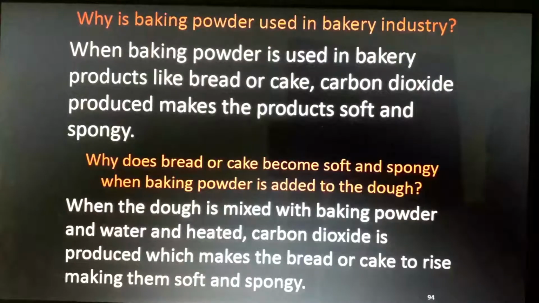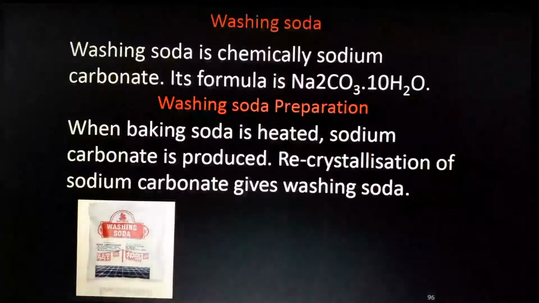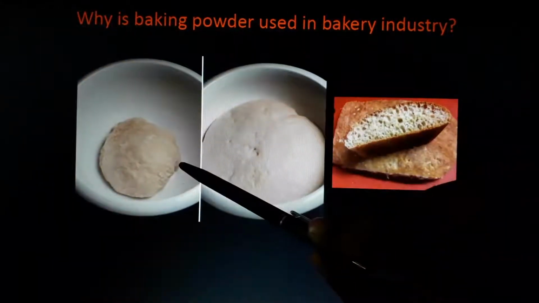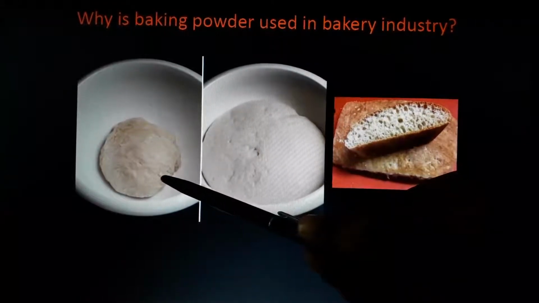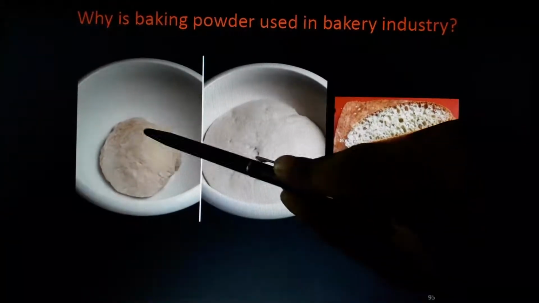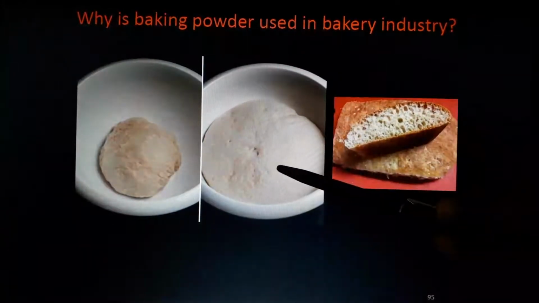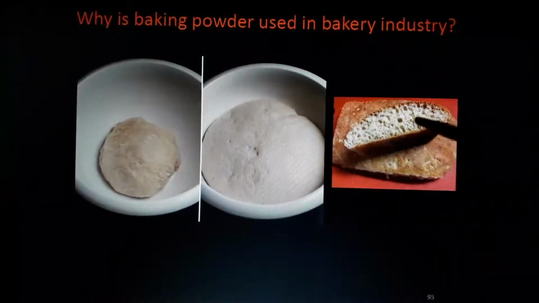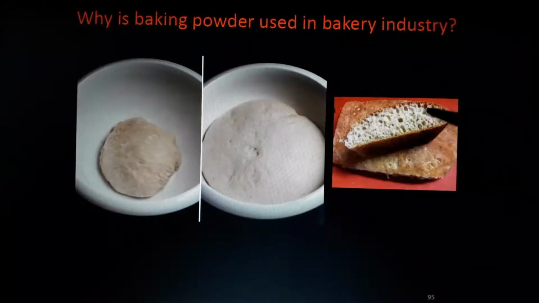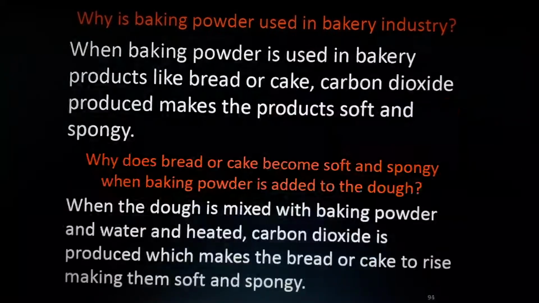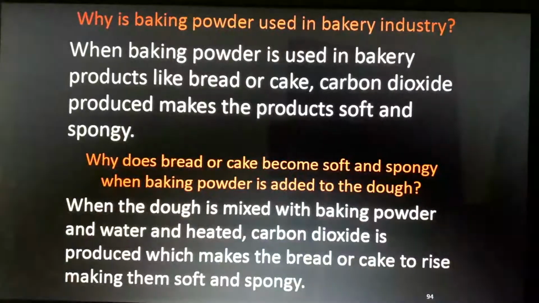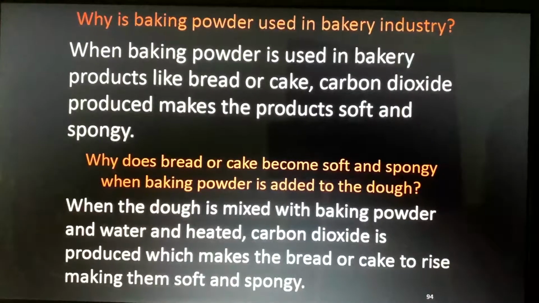Bakery industry, anyway, you know that baking. What is baking powder? Why is baking powder used in the bakery industry? See, this is the dough which we use to make chapati or bread, and after adding baking soda, sometimes it will become like this. When we heat it or bake it, see, these holes are filled with carbon dioxide gas. That's why these holes are produced while heating this baking powder. So it is used in the bakery industry, you already know that. When baking powder is used in bakery products like bread or cake, the carbon dioxide produced makes the product soft and spongy. Okay, you want to study this.